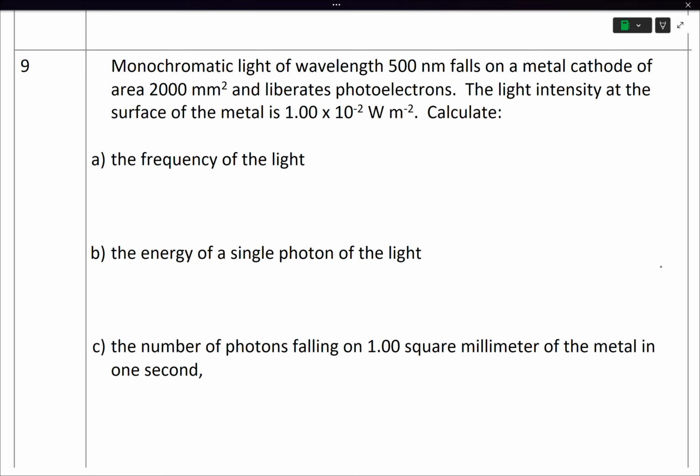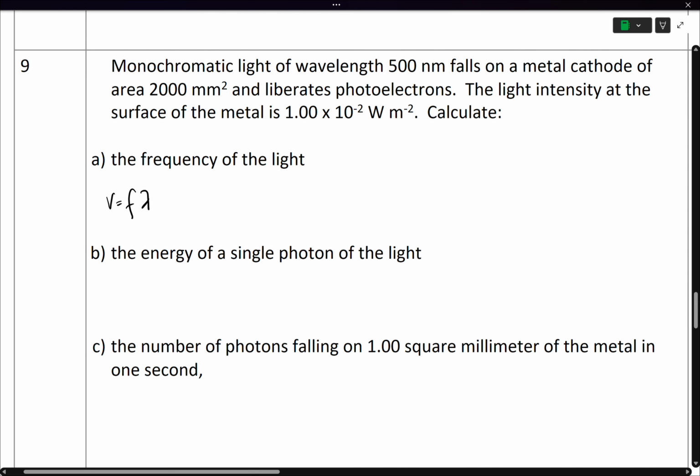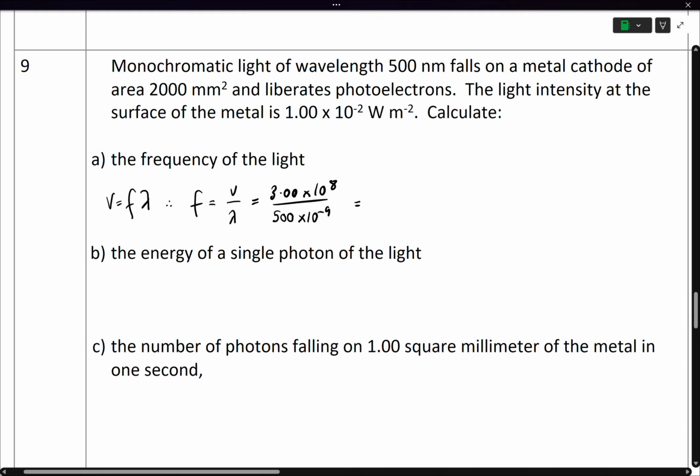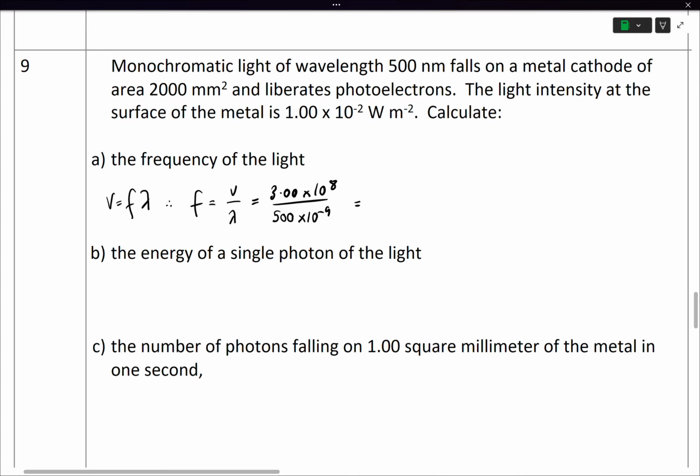So we're going to start from v is equal to f lambda again. f is v over lambda, which is 3.0 times 10 to the 8 meters per second over 500 times 10 to the minus 9. That means we can calculate the frequency, and it's 6.0 times 10 to the 14 hertz.